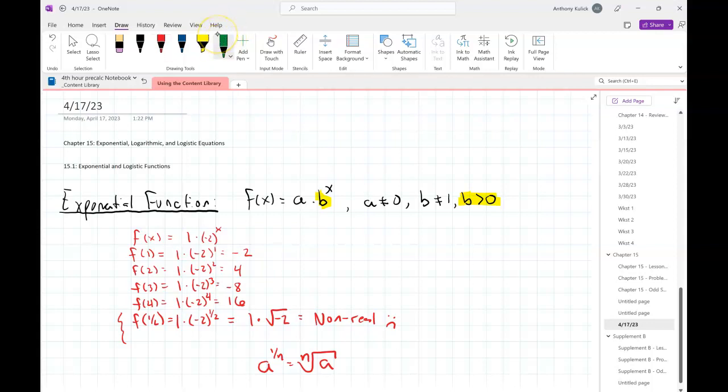A quick little piece of vocab. The value b is called the base of the exponential. The value for x is called the exponent. And a is a coefficient, or sometimes called the initial value.